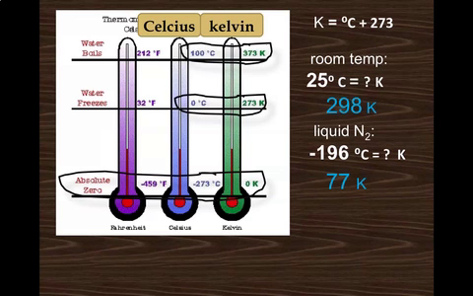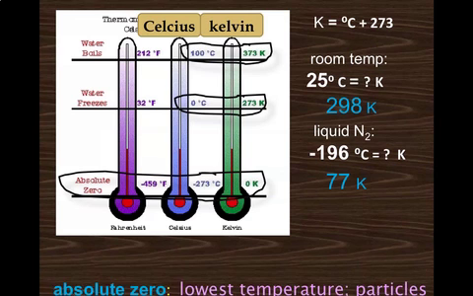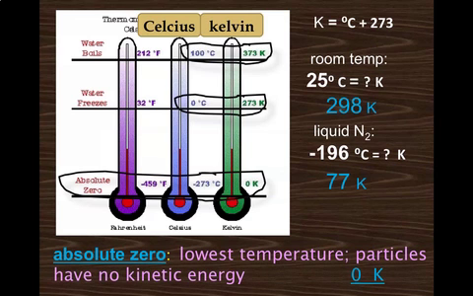Down at the bottom, you'll see absolute zero. That is the lowest temperature possible, and it's where particles have no kinetic energy. Particles continue vibrating a little bit until they get to absolute zero, and then they stop moving. So that's 0 Kelvin.